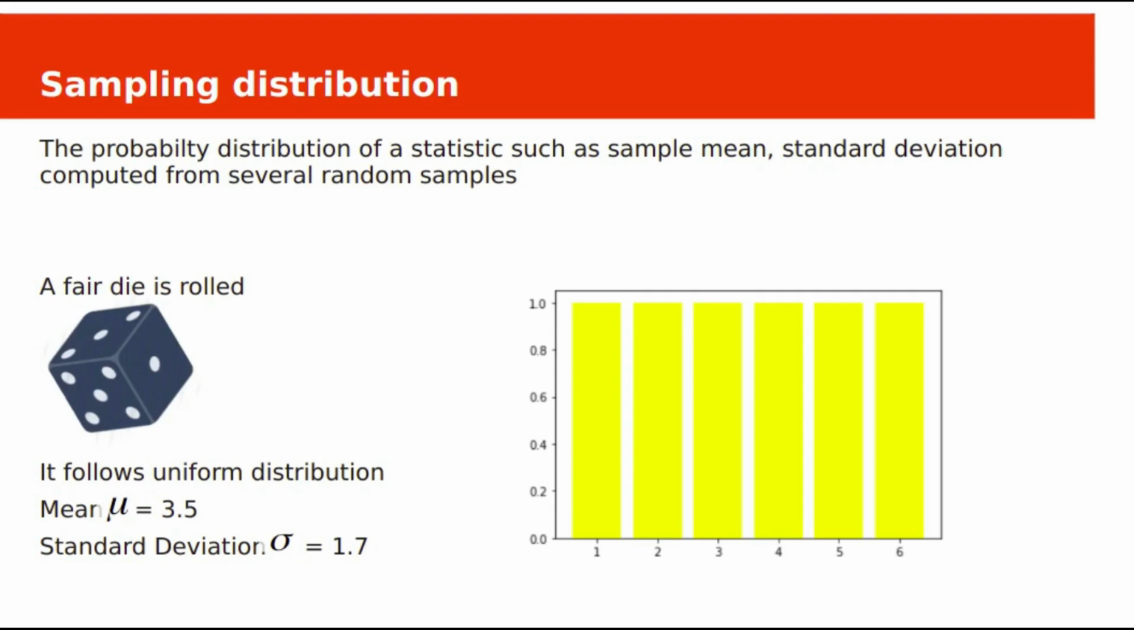Sampling distribution is the probability distribution of a statistic, such as sample mean or standard deviation, computed from several random samples. It tells how a sample statistic is distributed when repeated trials of size n are taken. To understand, let's take one example.